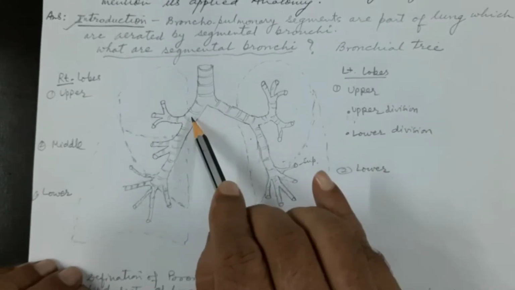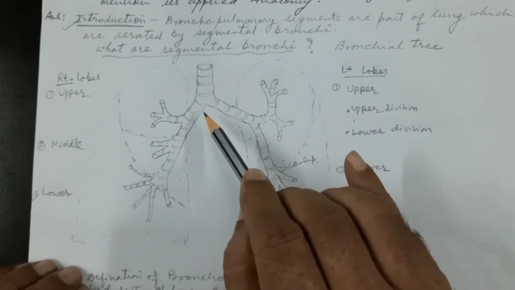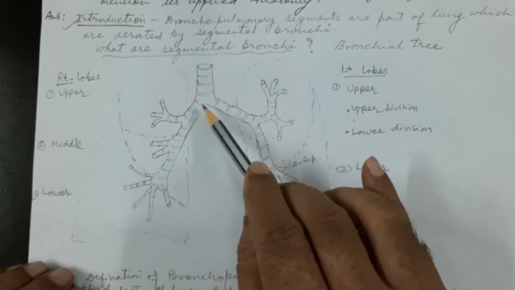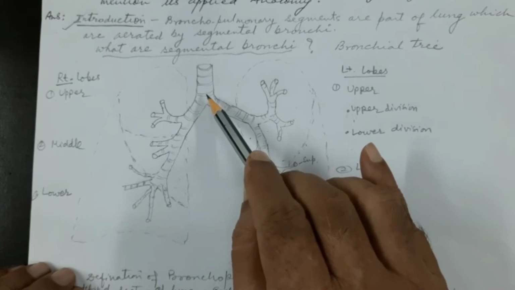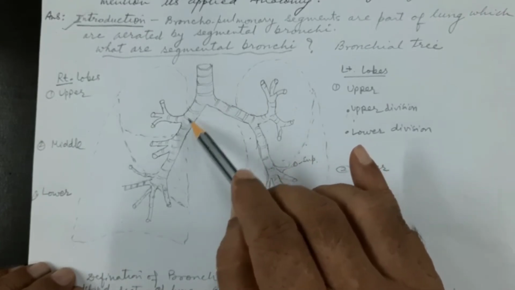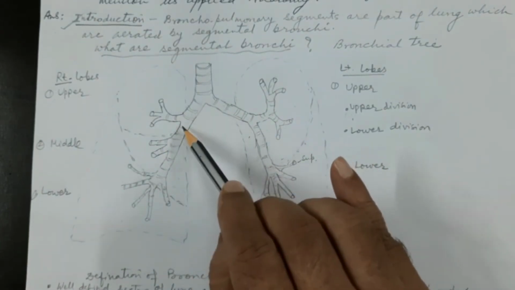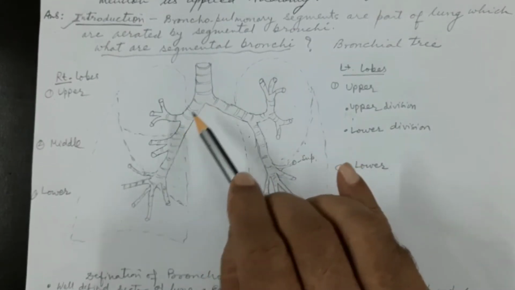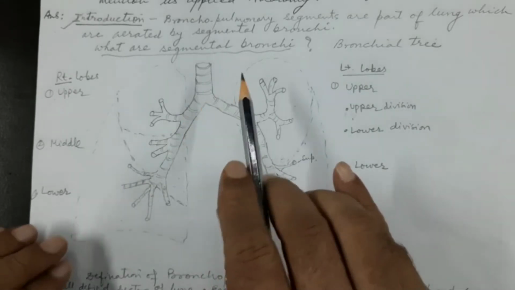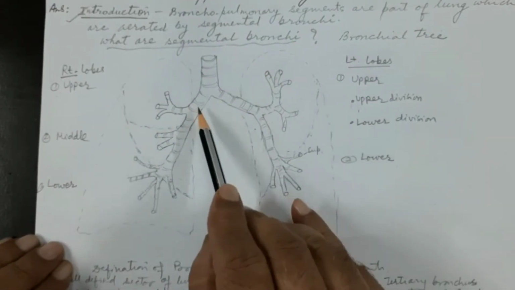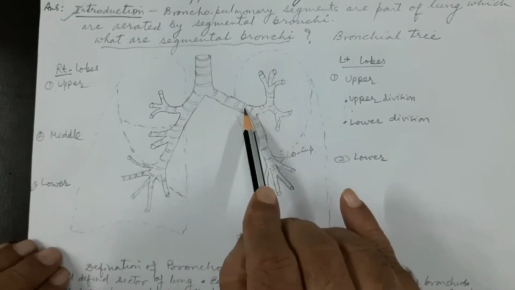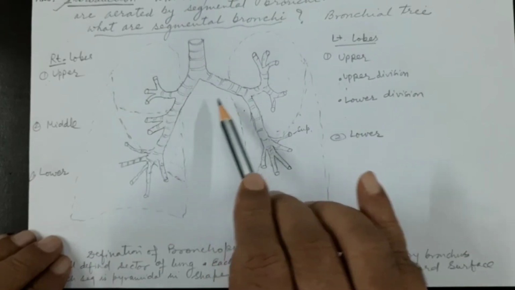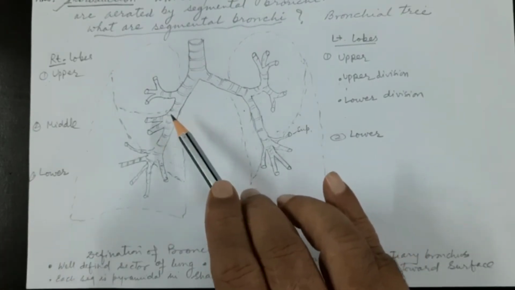Because the right is wider and a direct downward continuation of the trachea, most foreign bodies that accidentally go into the trachea tend to go into the right principal bronchus. Now these right and left principal bronchi enter the hilum of the lung, or the root of the lung.